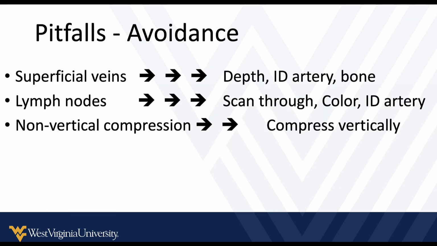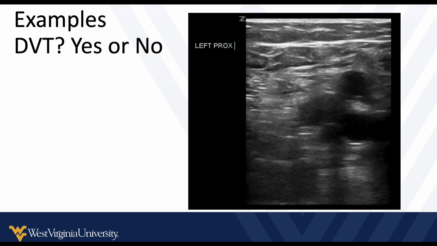So those are the main pitfalls. Superficial veins is the number one thing, so always make sure you have adequate depth. Find the deep arteries first. Lymph nodes, just fan through them, and again, be meticulous about identifying the anatomy. One other thing that can sometimes be difficult is if your transducer is not vertically aligned against the vein as you compress, you'll be compressing at a different angle than the vein you're actually visualizing. So once you're on the veins, try to align yourself as vertically as possible as you compress it to identify that it's compressing appropriately. And a few examples of positive.